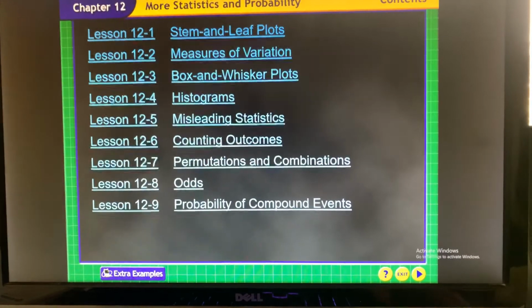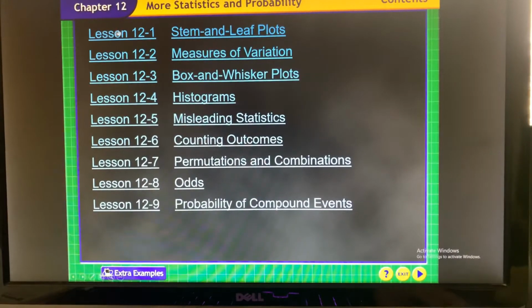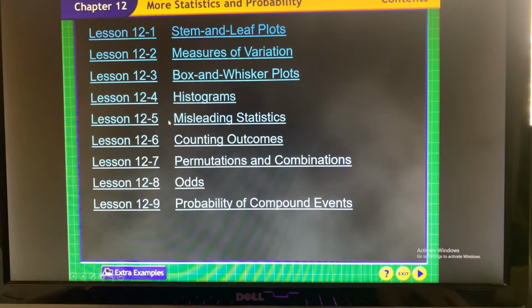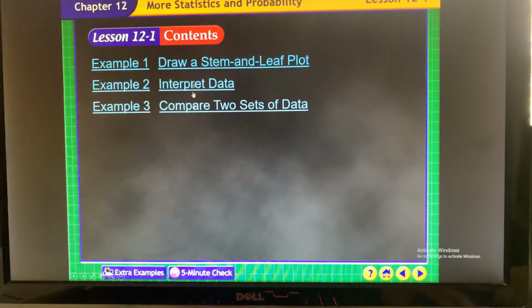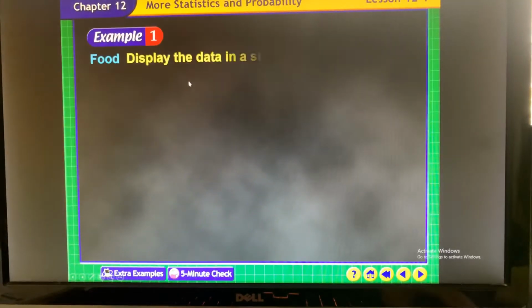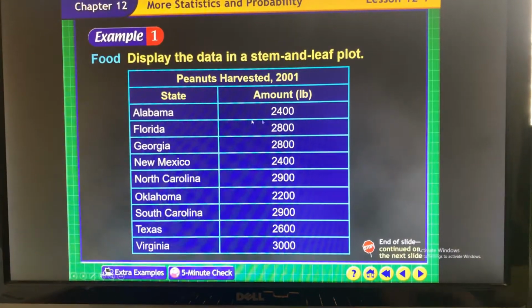Okay, here we go. Chapter 12. If you look at chapter 12, it's broken up into statistics and then into probability. Let's start with stem and leaf plots. Stem and leaf plots are a way for us to organize our data and then interpret our data.